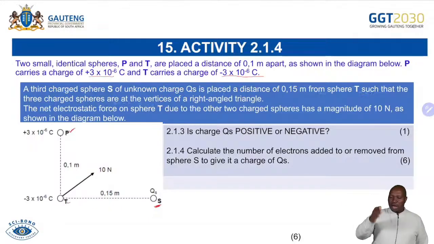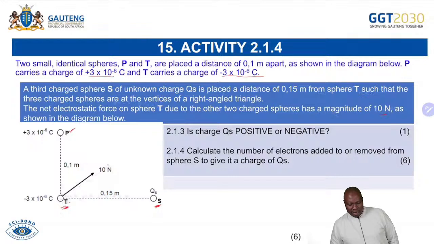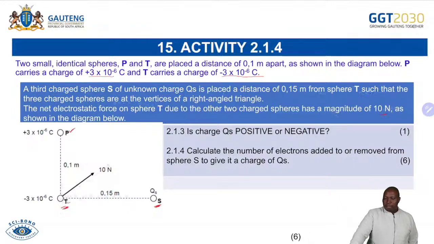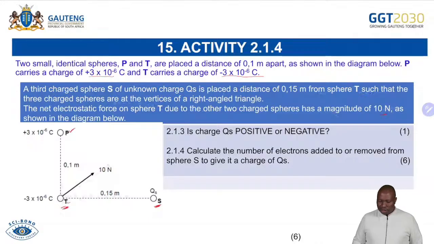So we are having our 2 dimensions there. The net electrostatic force on sphere T due to the other 2 charged spheres has a magnitude of 10 newtons. So F net that T experiences is 10 newtons as indicated. That is our resultant there, which is 10 newtons. Now, is the charge QS positive or negative? So you can see definitely that we are going to have a positive one in terms of our charge QS.